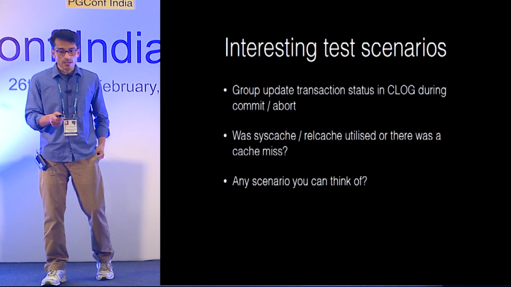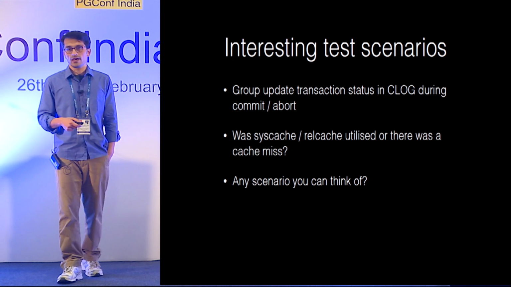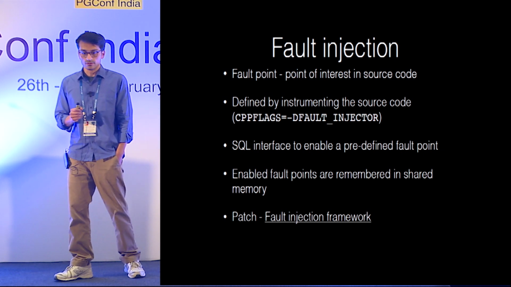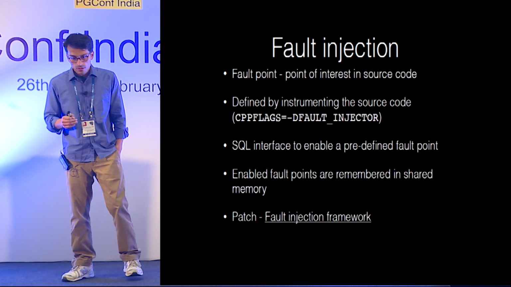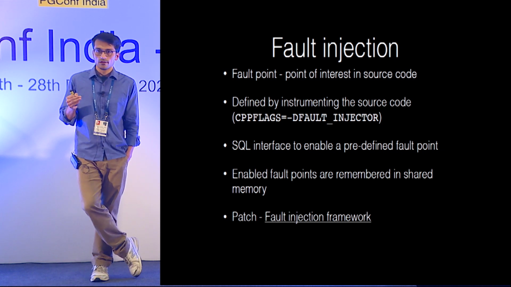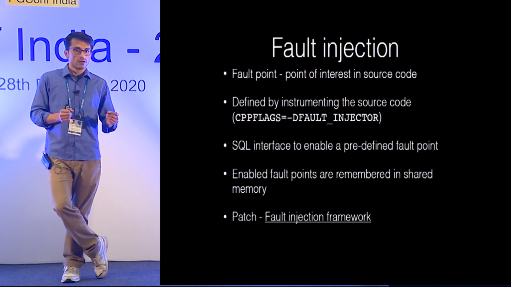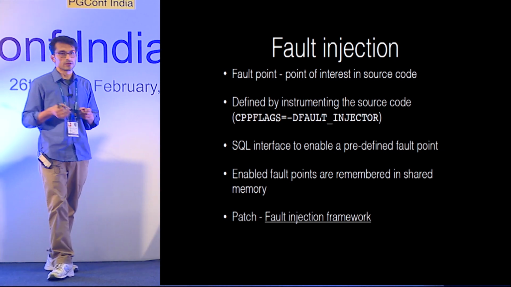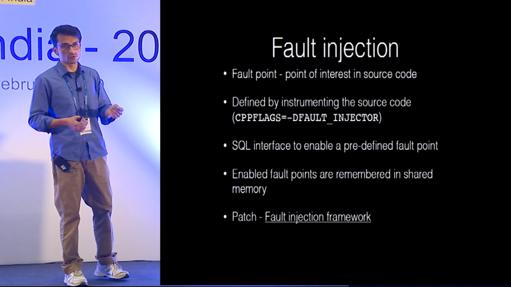So yeah, hopefully with this, I think we all are convinced that we need something more than what we already have, right? And that is fault injection. So one option that we are trying to provide is fault injection. Now, fault injection involves defining a fault point. And a fault point is nothing but a location in the source code that is labeled as per the test developer, right? So a fault point is nothing but an interesting point in the source code.